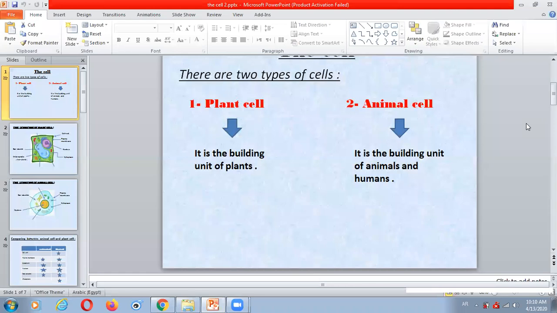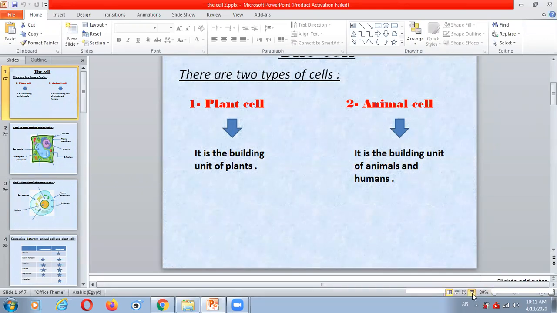And the second one is cytoplasm. We said it is the liquid that fills all the spaces in the cell, and all the operations that happen in the cell happen inside the cytoplasm. And the third one is plasma membrane. We said that plasma membrane is the outer cover of the cell, so it surrounds the cell, and it's so thin and weak, so it controls all the substances that enter or leave the cell.